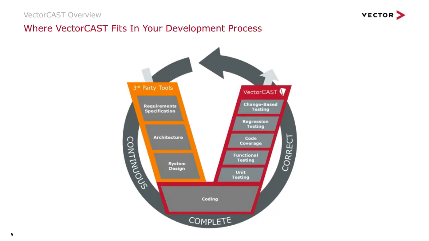So no matter what kind of software development process you're going through, whether it's classic waterfall or a more modern agile process, this model still applies. And you can see where VectorCAST fits into the model. We're really on the right-hand side, which is the testing side of it and the validation side, and also to some degree on the coding side as well, especially with the static analysis tools that we have built into VectorCAST. And then you can see the circle going around, which is the continuous, complete, and correct. So let's talk a little bit more about those three.